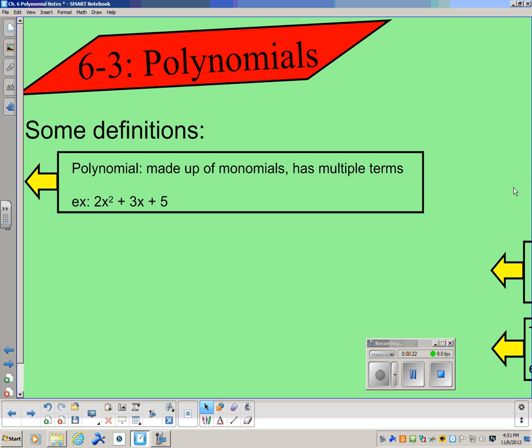So looking at the little boxes on there, a polynomial is made up of monomials. Remember, a monomial is a single term, like 3x and 5 there. So you've got three different monomials here. You've got 2x squared, and you've got 3x, and you've got 5. And they're put together either by addition or subtraction. So it has multiple terms there.